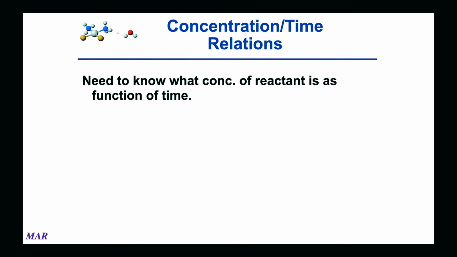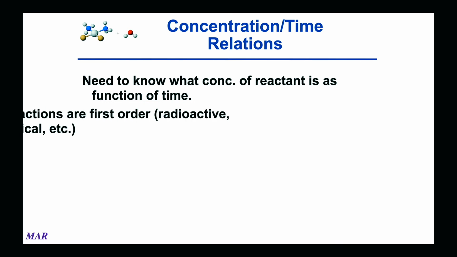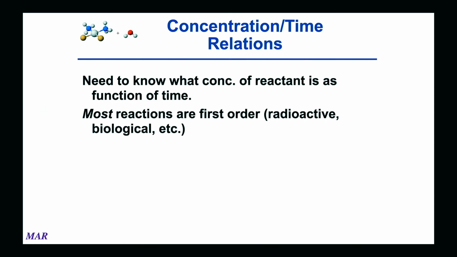We need to know what the concentration of a reactant is as a function of time. And a heck of a lot more reactions in the actual world are first order. All radioactive reactions, which we're going to look at a lot in the next chapter, all of them are first order. All biology reactions that are known anyway are first order. And a lot of chemistry reactions are first order as well. So this is one of those times, I always hate to say this, but if you have to guess, guess first order, because there's a lot more first order reactions than anything else.